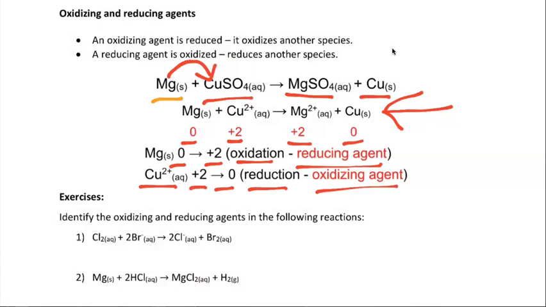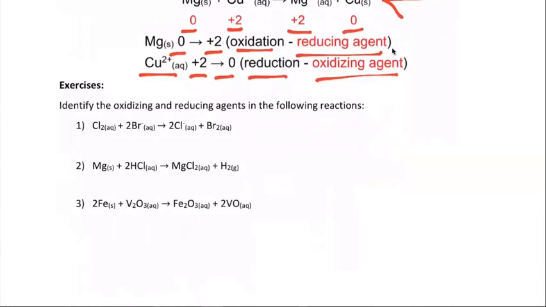Some people have trouble remembering these because they go with the opposite. But if you think about it, the magnesium was oxidized and therefore it allowed the copper to be reduced, so it's the reducing agent. The copper ion was reduced, so therefore it allowed the magnesium to be oxidized, so it's the oxidizing agent. And so basically, if you're given a redox reaction like this, you're going to have to identify what are the oxidizing and reducing agents.